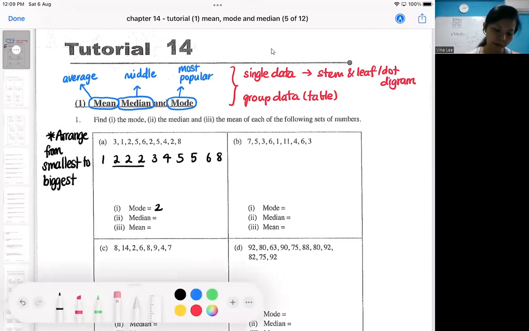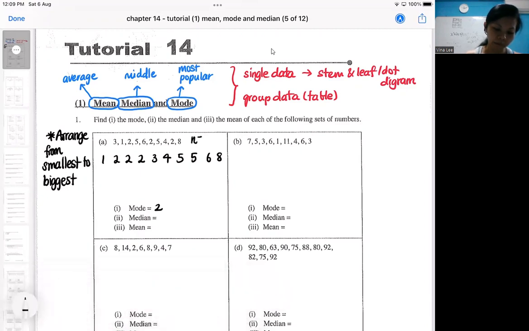There are 10 of them. 10 is an even number, so we've got two middle guys. Where are the two middle guys? That will be the fifth and the sixth guy. So go and take the average: 3 plus 4 over 2, between the middle two guys.